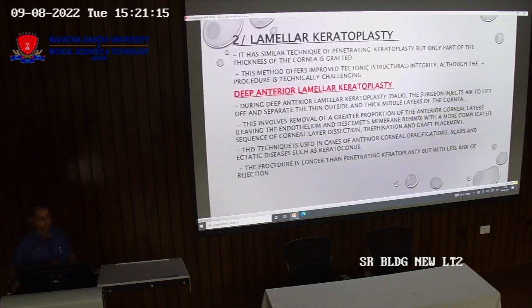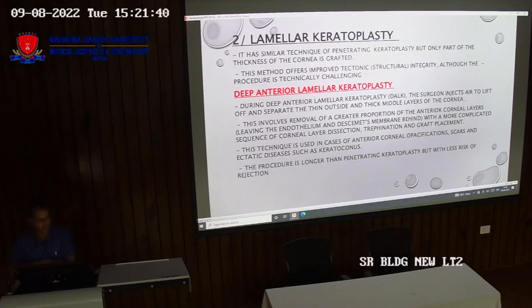Then we come to the different types of lamellar keratoplasty. It has a similar technique to penetrating keratoplasty, but only part of the thickness of the cornea is grafted. The method offers improved tectonic support, and this procedure is technically challenging because we have to separate both corneas, host and donor, in layers. So it is a technically challenging procedure.